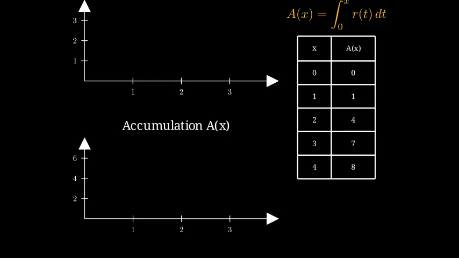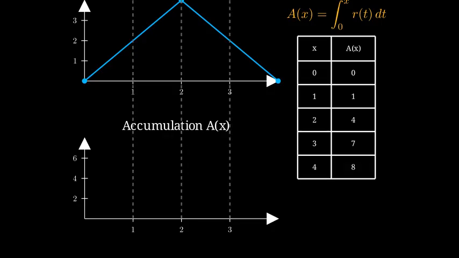On the right, we will build a table of values for A of x. The rate is a simple triangle. It rises linearly to a single peak at x equals 2, then falls linearly back to 0 at x equals 4. I will also draw vertical walls so you can visually connect the same x values on both graphs.